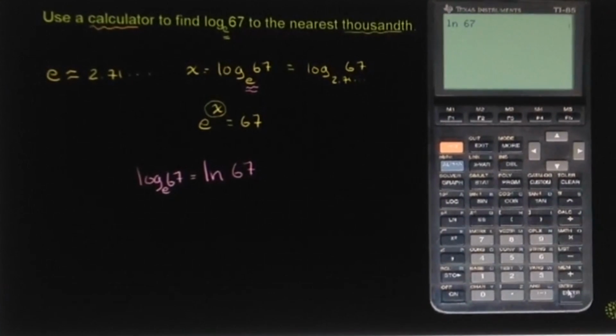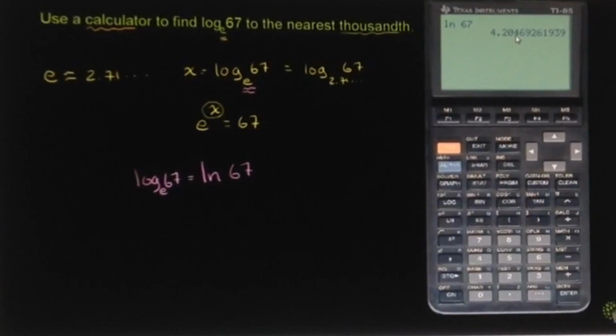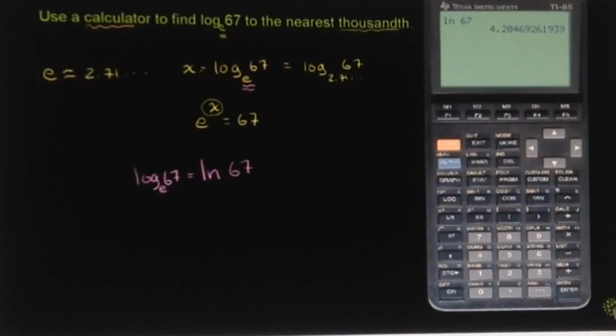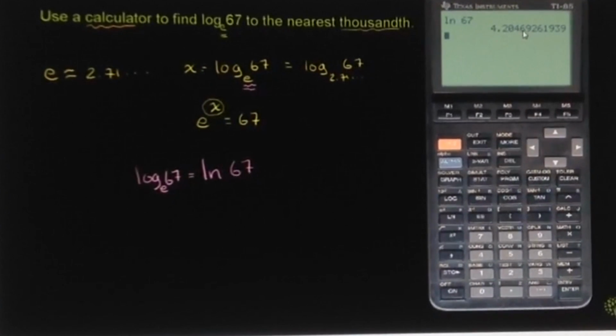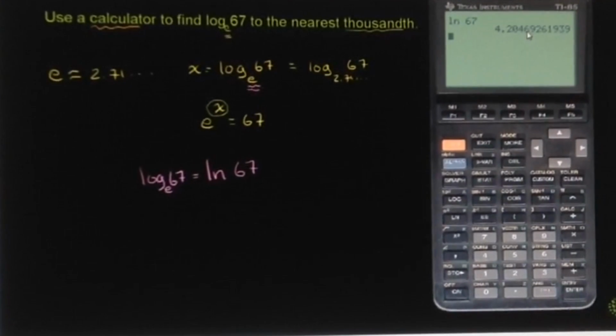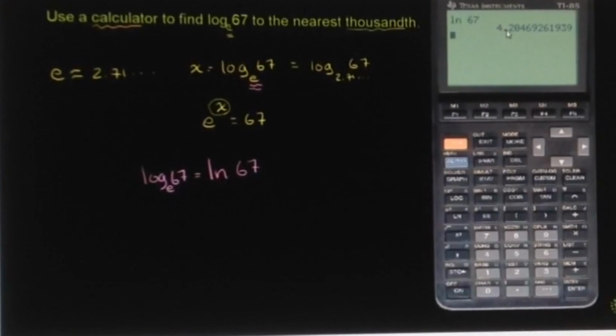Then you press enter, so 4.20469, and we want to round to the nearest thousandth. This is the thousandths place right here, this 4. The digit after that is 5 or larger, a 6, so we're going to round up. So this is 4.205.